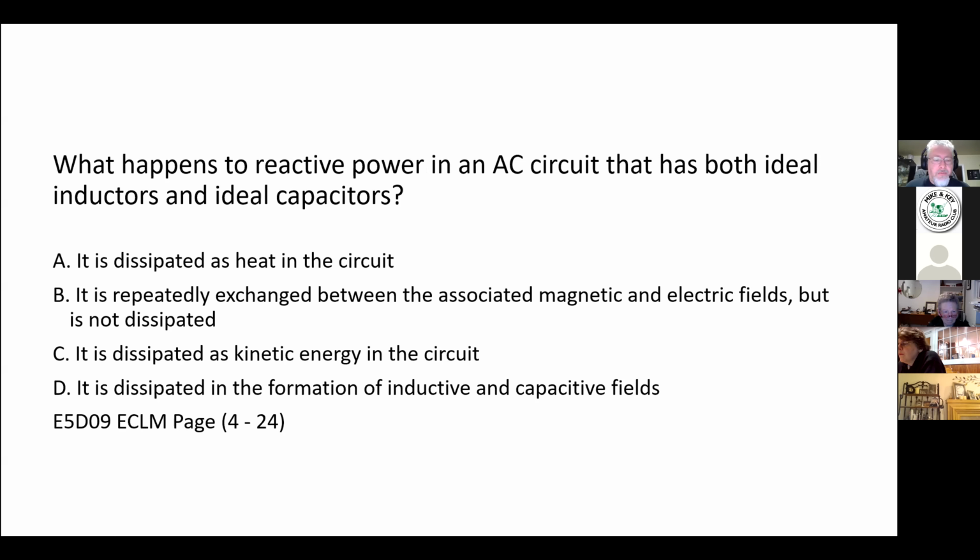B, Bravo is correct. And this is with ideal inductors and ideal capacitors. So it would just sit there and exchange itself back and forth and it wouldn't dissipate anything.